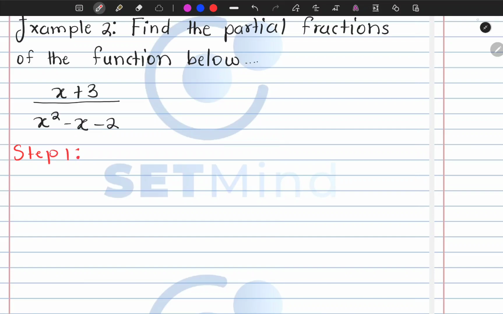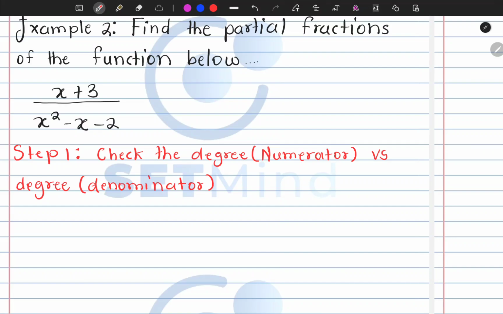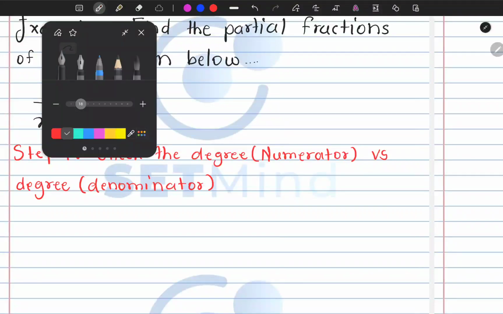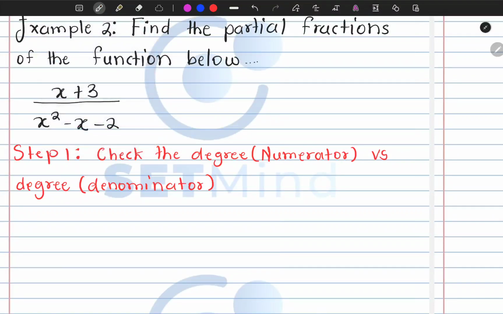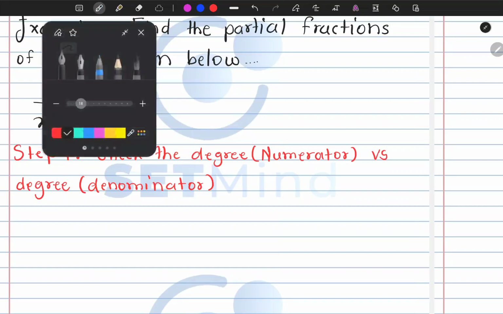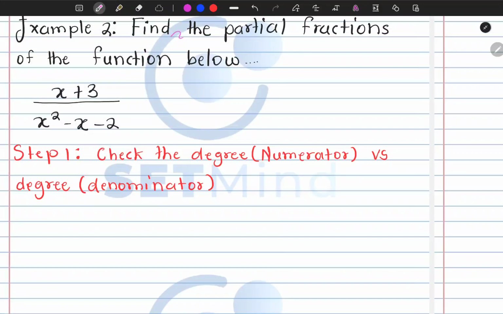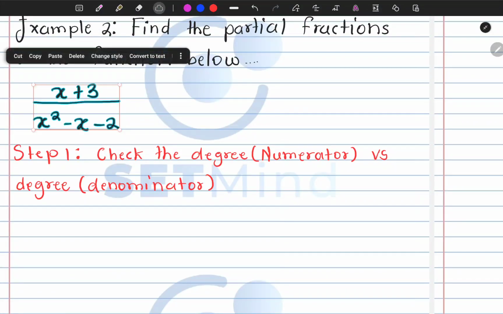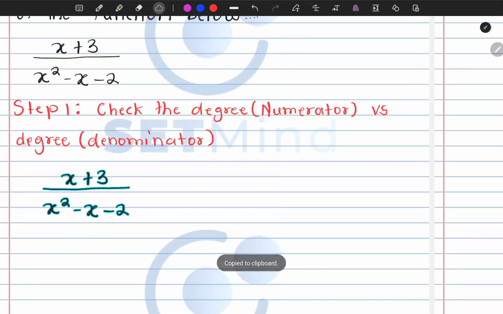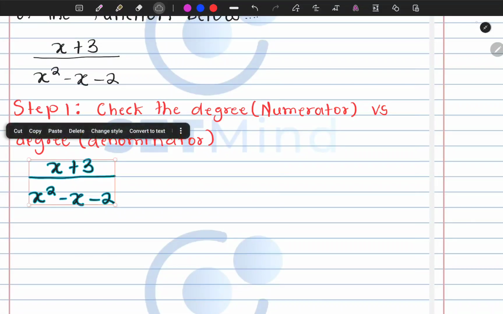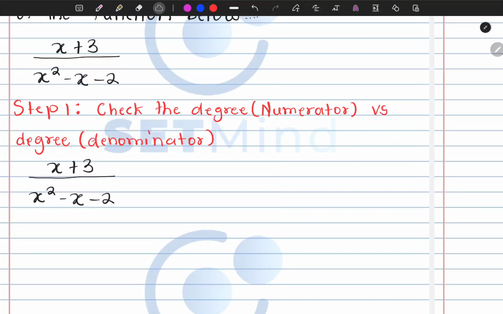Step number 1. What we are supposed to do on step number 1 is I always advise that you check the degree of the numerator versus the degree of the denominator. The reason why you do this check is so that you know if you are required to do long division first before you even do your work. If you look carefully, for this problem at least, we do not need to do any long division because you will come to an appreciation that the degree of our numerator is 1 and the degree of our denominator will be 2.